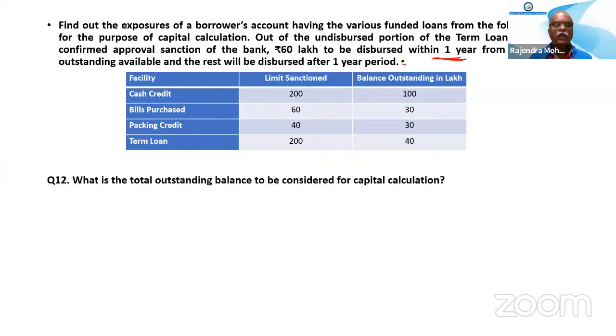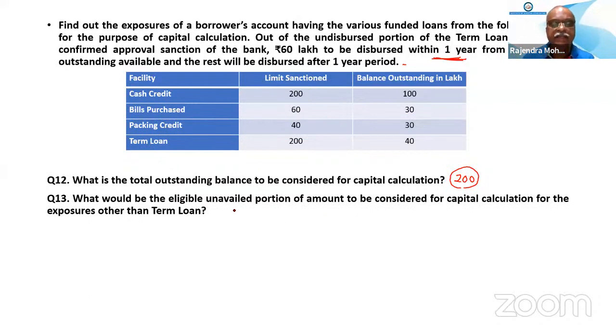First question: what is the total outstanding balance to be considered for calculation of capital? This is a very simple question. It is asking about the outstanding balance only. 200. Don't get confused about the term loan adjustment here, because it is asking about the outstanding balance. So the outstanding balance is 100 plus 30 plus 30 plus 40, equal to 200. It's simple. Sometimes people will do the 20% calculation here and say that is the adjusted capital exposure or adjusted outstanding. Total outstanding will be 200.